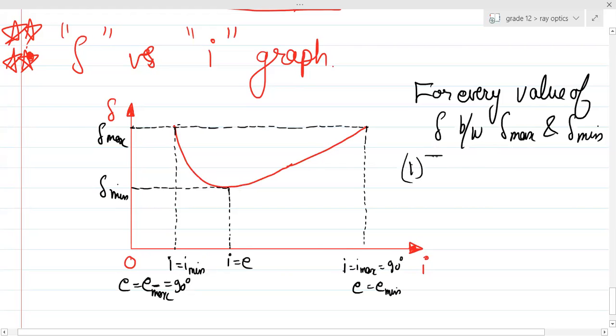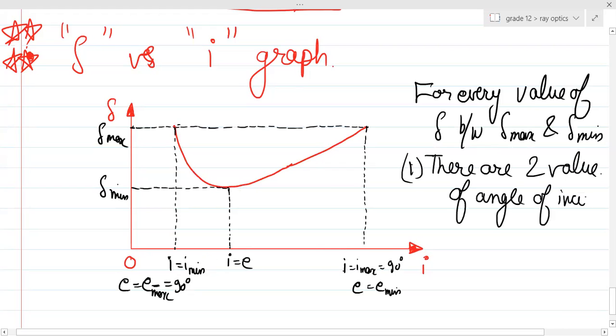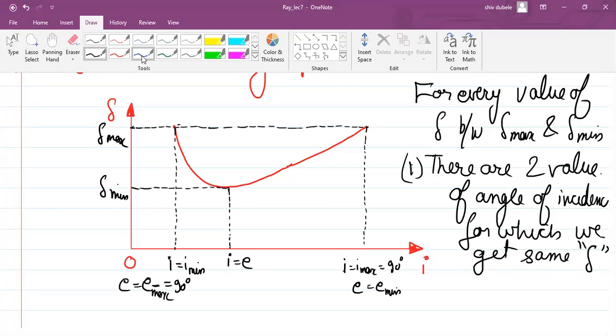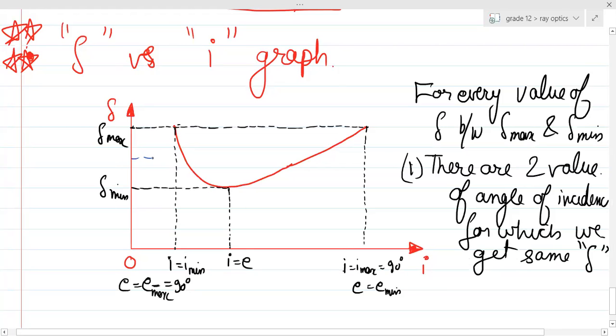there are two values of angle of incidence for which we get the same delta, same value of deviation. So basically, suppose I talk about any general delta, so can you see over here there is one point lying over here and one point lying over here?